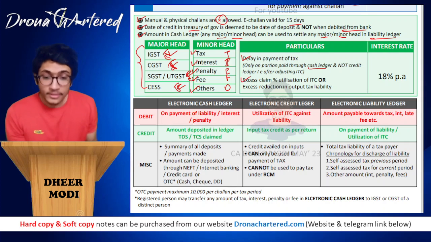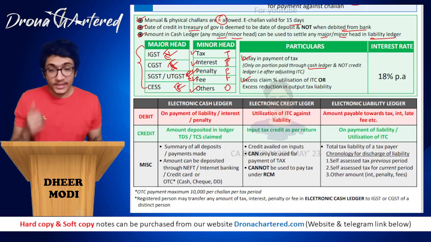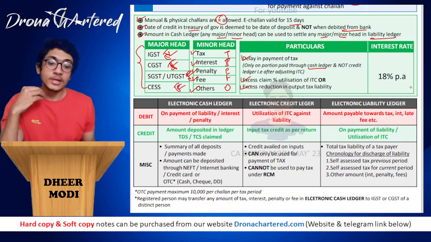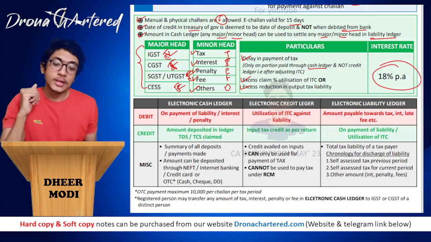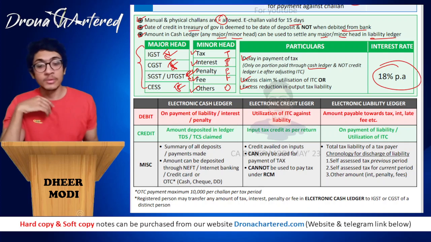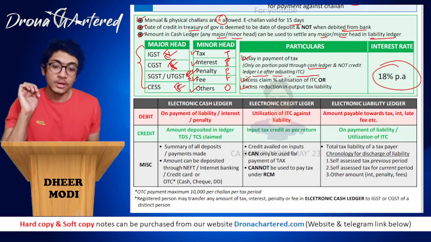Okay, and any excess claim, that is excess utilization of ITC. If you've taken any extra percent or any excess reduction in output tax liability, which you were not allowed, in such a case, interest will be charged at 18% per annum. Remember, this was 24% per annum earlier for this part.